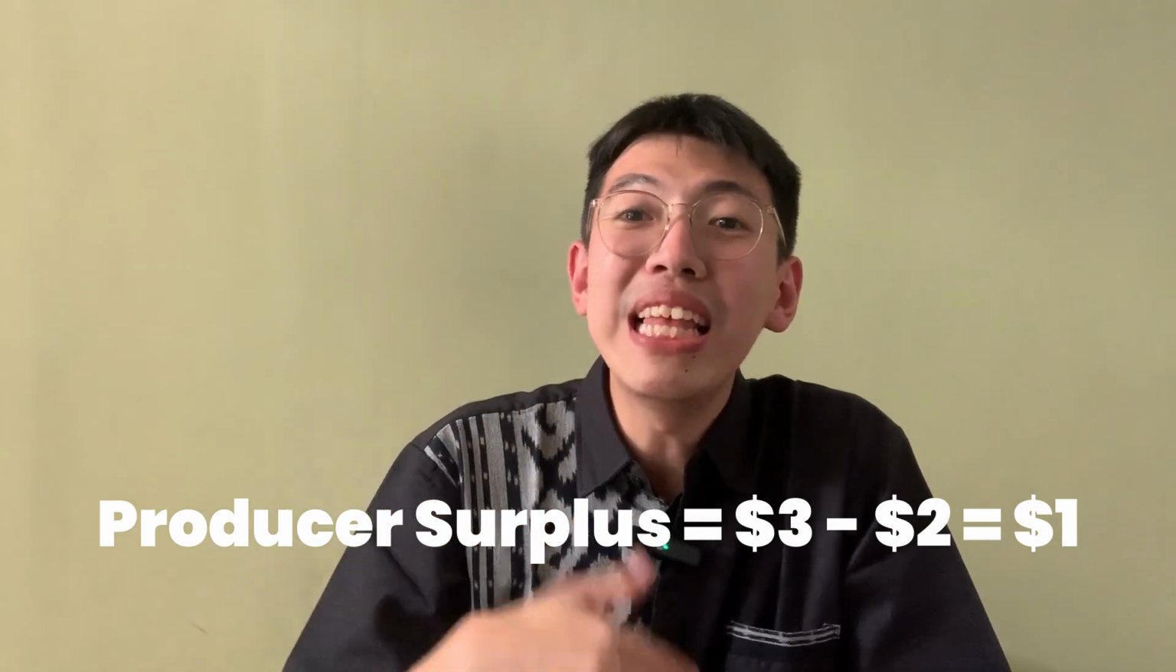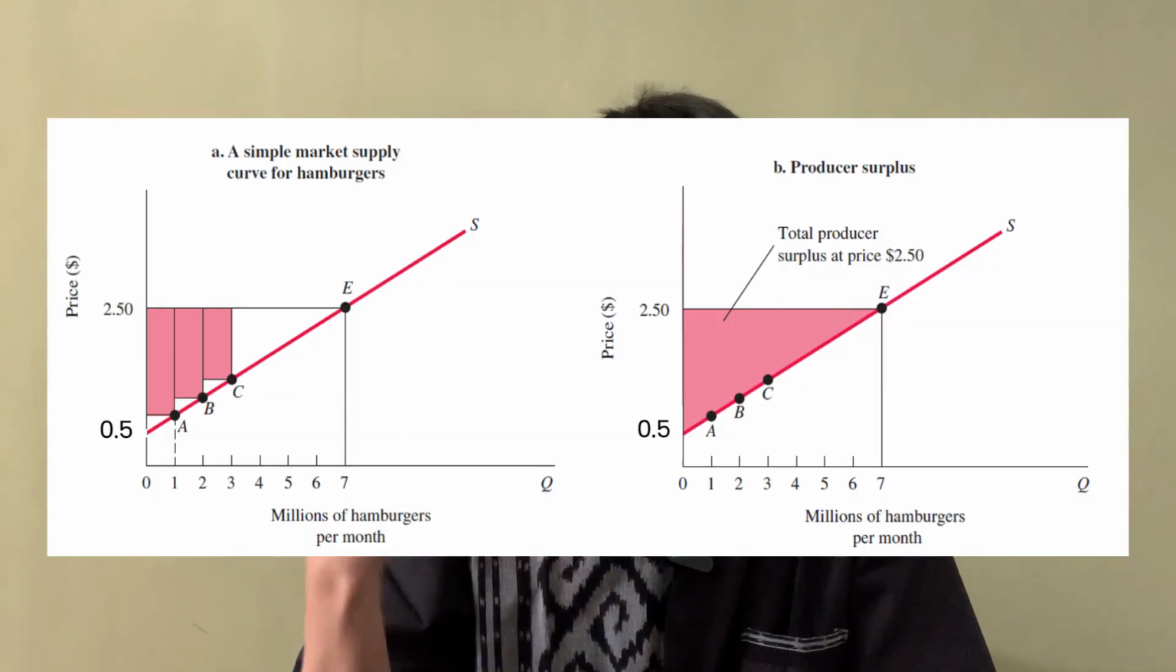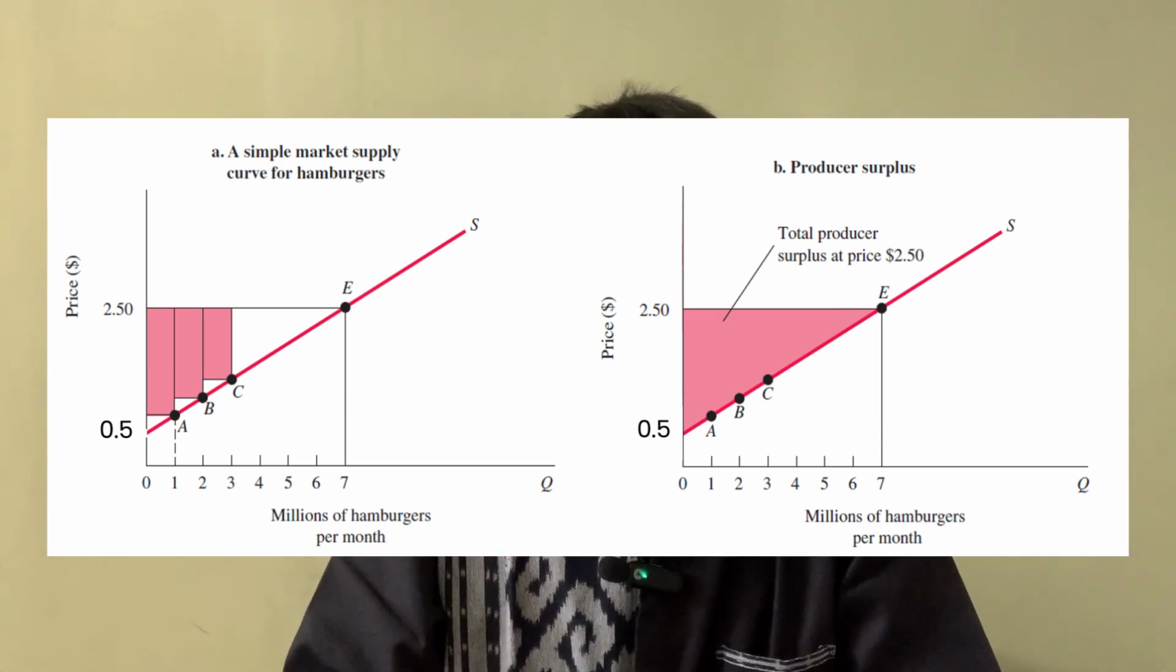$2 is their willingness to sell. It equals $1. Is it clear, right? The red area is the producer surplus area, when the willingness to sell is lower than the market price, assuming the price is in equilibrium.